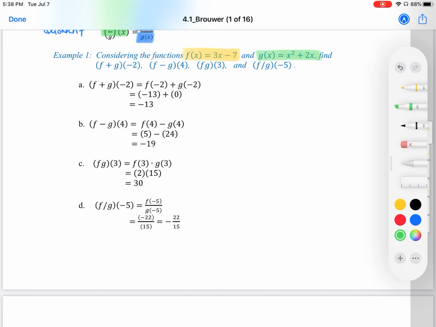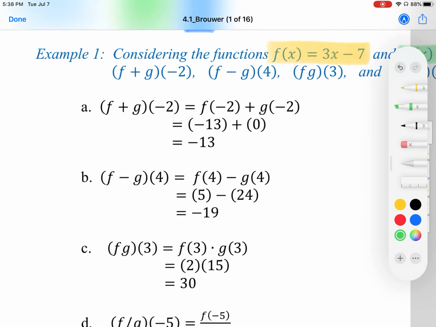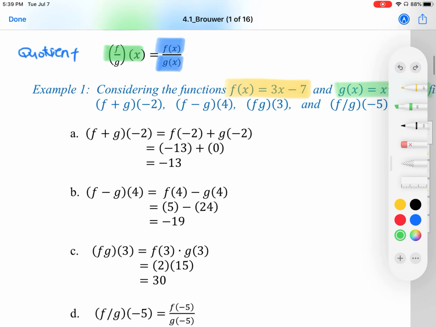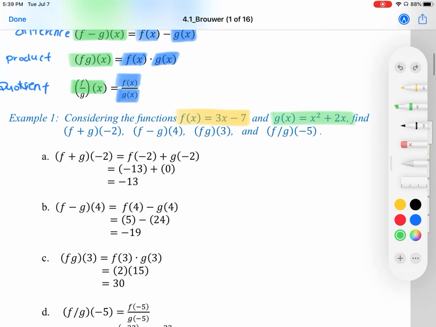And we're going to follow each rule that we're asked to do. So we first have f plus g of negative 2. So we're going to take our function f and input a negative 2, and then we're going to add it to our function g and input a negative 2. So let's add a bit more work to our notes.